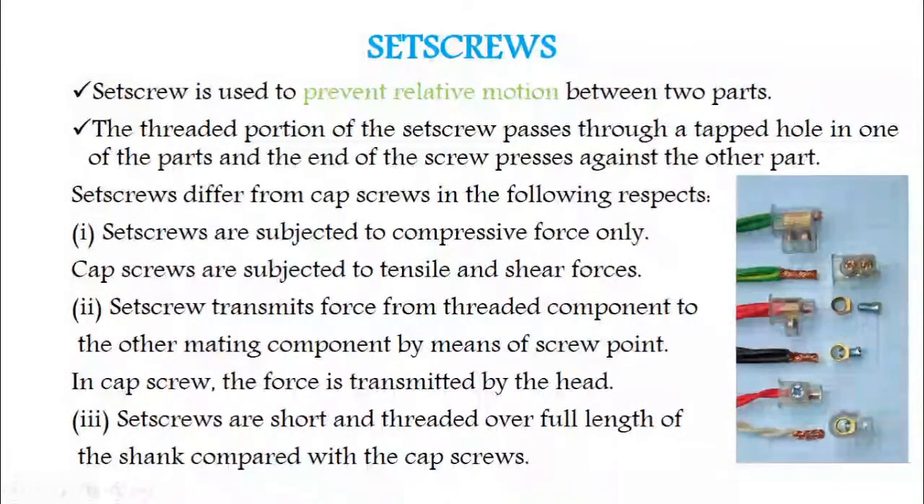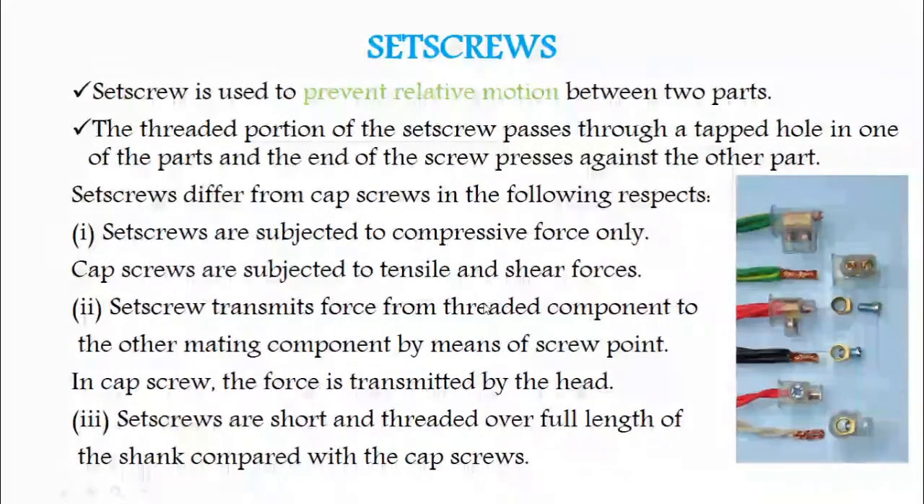The end of the set screw is called the point of the screw. The friction between the point and the part to be held prevents the relative motion of the part. Set screws can be used instead of a key to prevent the relative motion between the hub and the shaft in small power transmission.